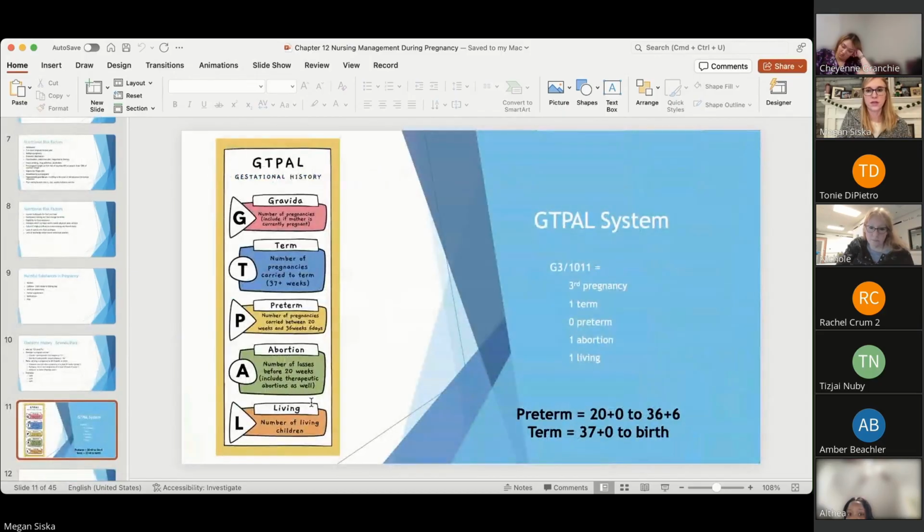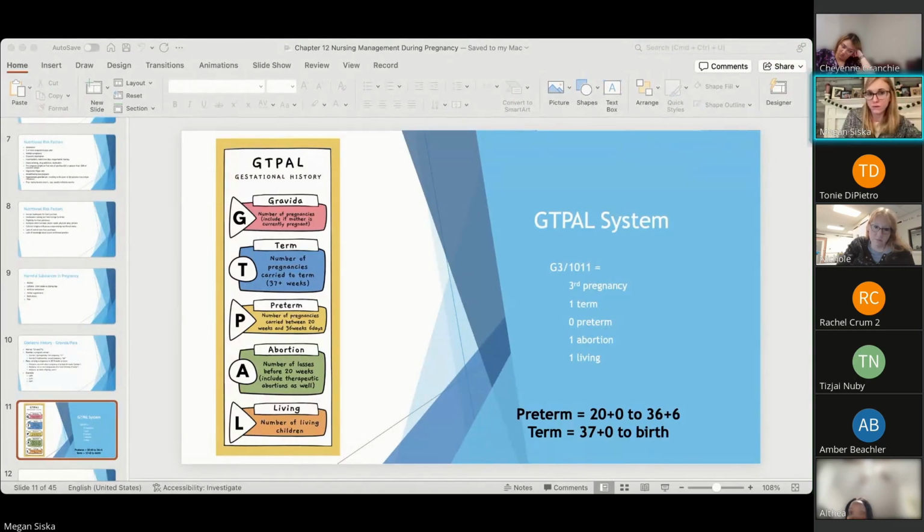Okay, so then we can use this GTPAL system to get a little bit more information about those G's and P's. Were these preterm deliveries? Were they term deliveries? Is she currently pregnant? Are the children living? So it just gives you a little bit more to go off of.